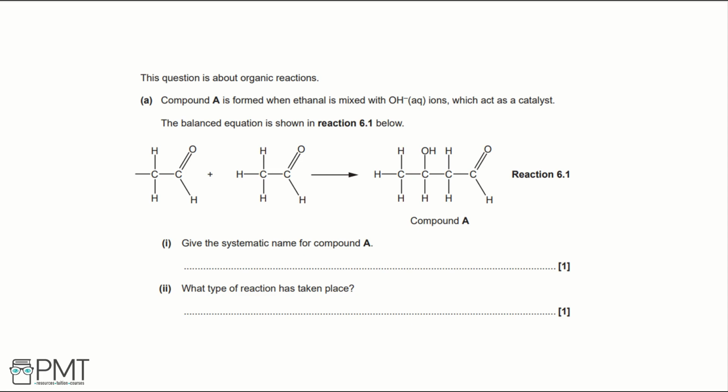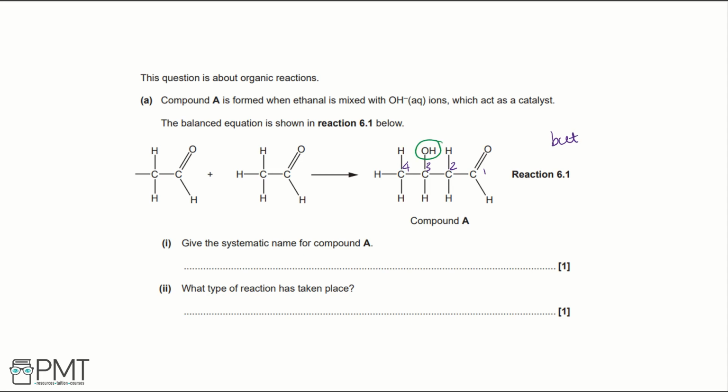The first thing we need to do when giving something a name is number the longest carbon chain in the compound. So working from the functional group, we would go 1, 2, 3, 4. There are 4 carbons in the longest carbon chain of compound A, so that means we're going to use the prefix but. Next, we need to identify key groups in compound A.